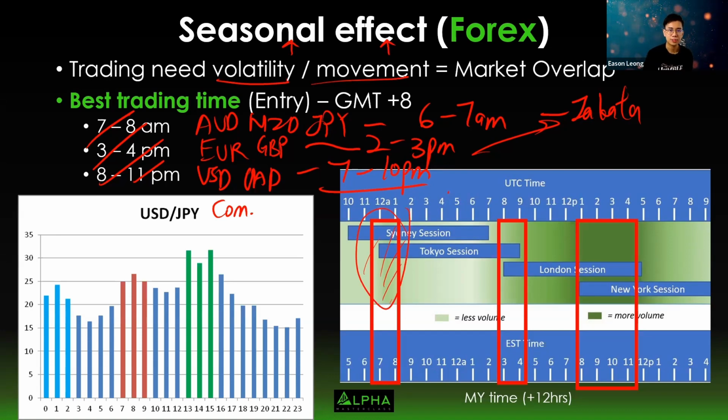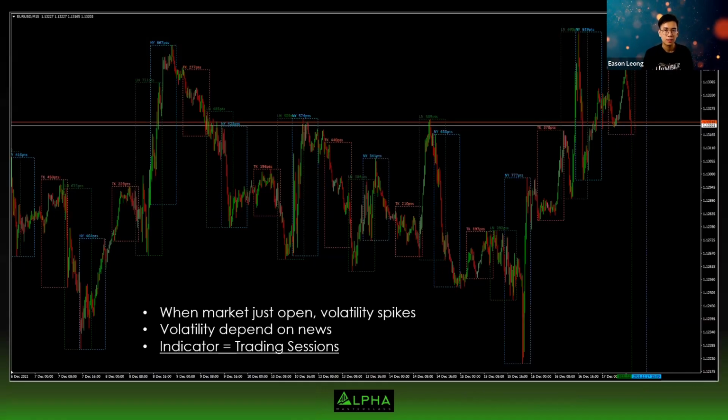Over here is another overlapping time, and this overlap boosts the movement in Euro-related or GBP-related currencies. And the last one is this area, which is USD, CAD, gold, S&P 500, and so on.